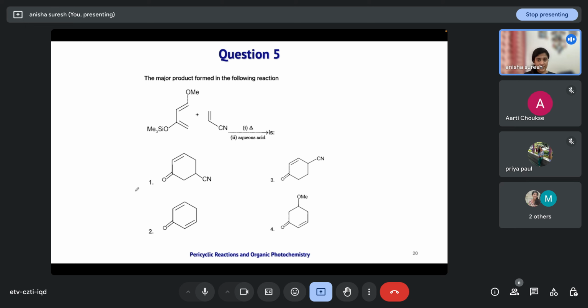Now coming to the next question. So here this is the diene and this is the dienophile. It is undergoing a Diels-Alder reaction. So what is the final product that is getting formed?